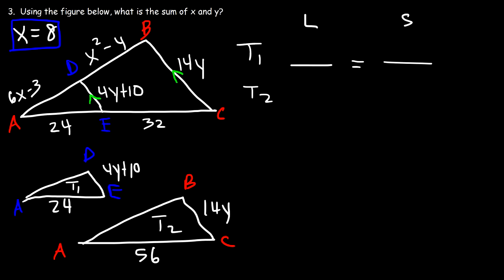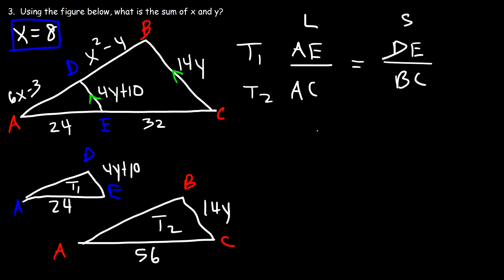So for triangle 1, the long side is 24, or rather AE. I'm just going to write the equation first. The short side is DE for triangle 1, so that belongs here. Now for triangle 2, the long side is AC. And for triangle 2, the short side is BC. So that can help you to set up the right equation so you can get the right answer.